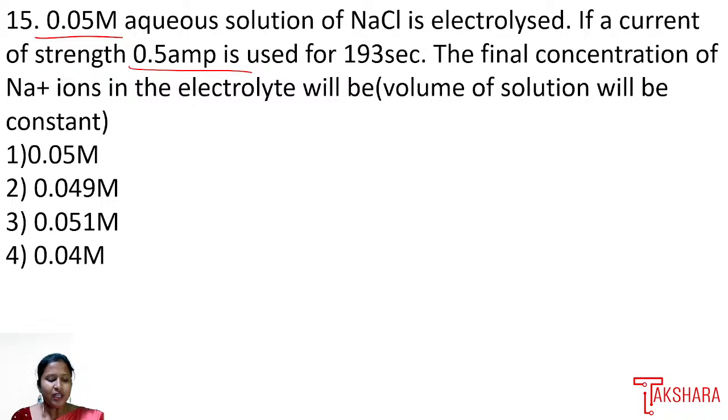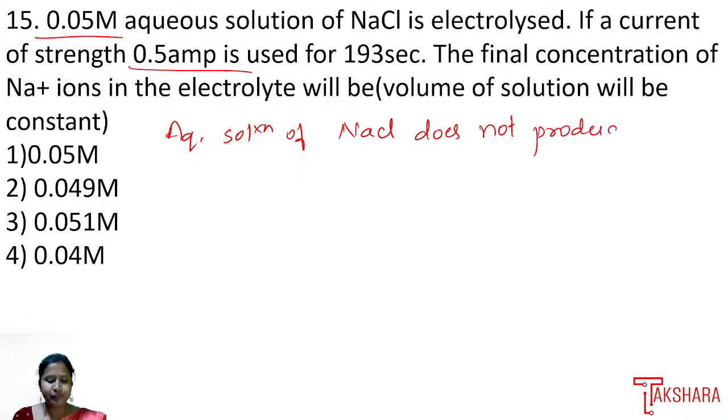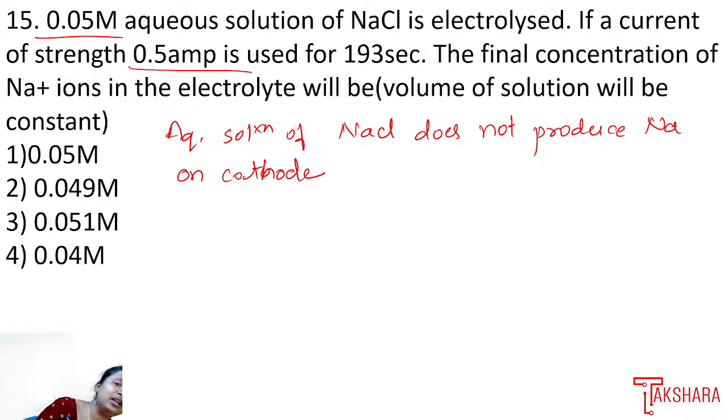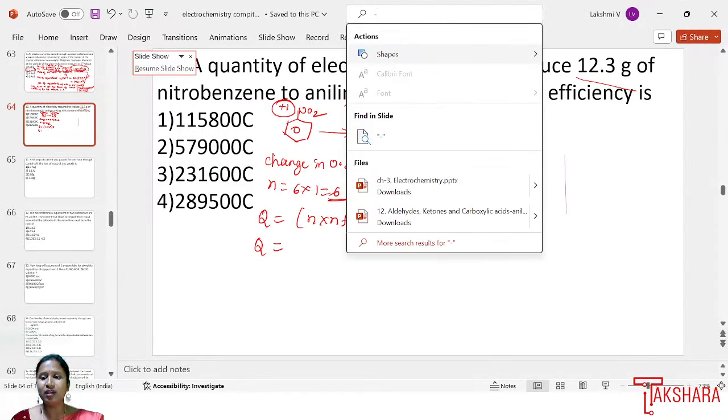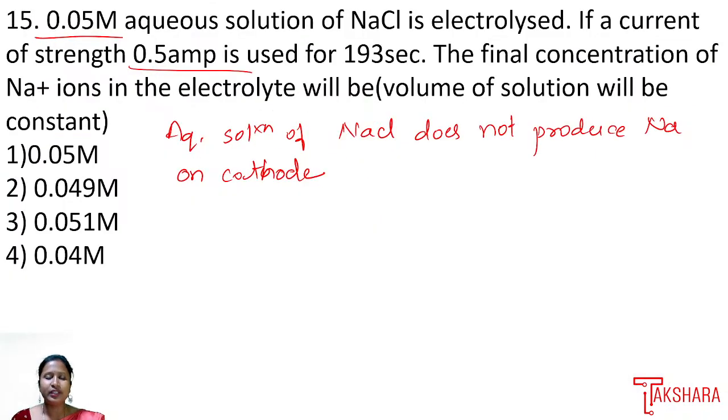Okay, so here the aqueous solution of NaCl does not produce Na on the cathode. The sodium ions present there, that sodium metal is not going to deposit on the cathode.